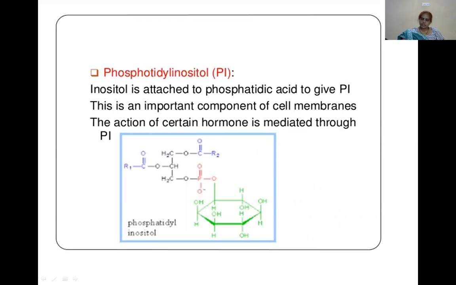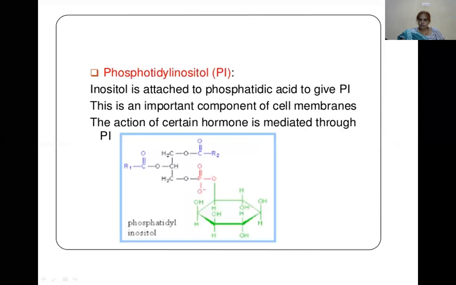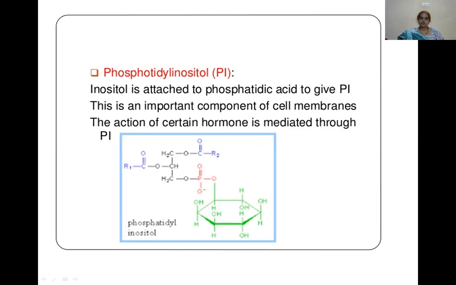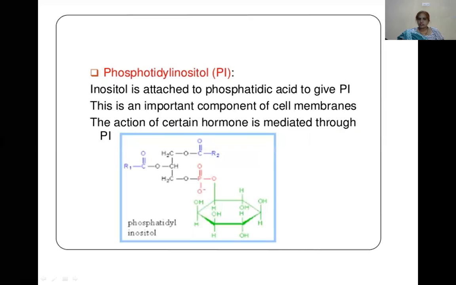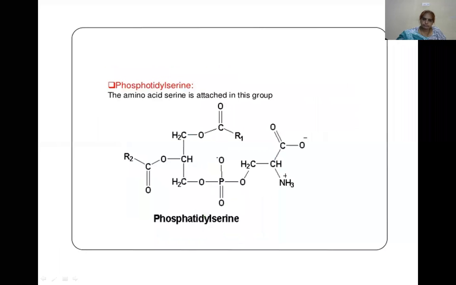Phosphatidylinositol: the name itself indicates it. Inositol attached to phosphoric acid gives phosphatidylinositol. This is the most important component of the cell membrane. The action of certain hormones is mediated through phosphatidylinositol. Phosphatidylserine: serine is an amino acid. When serine is attached with phosphoric acid, it produces phosphatidylserine.